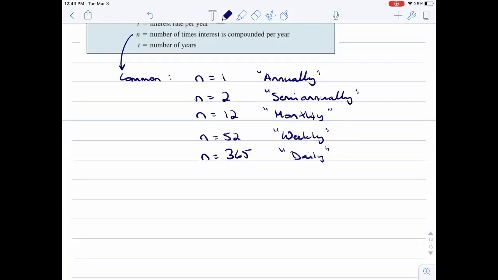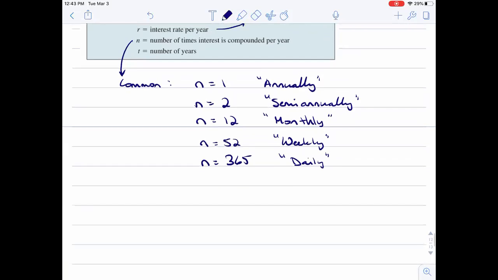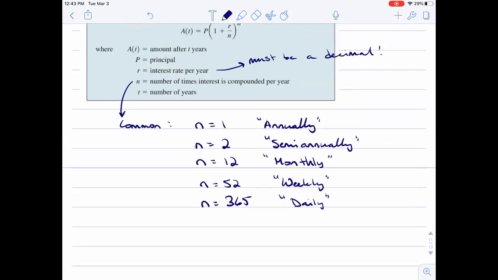But I suspect that for these problems that I've given you, you only need to go to monthly and just go from there. Monthly. So N is the number of times interest is compounding. And then T is, of course, the number of years, right? Everything's in terms of years.